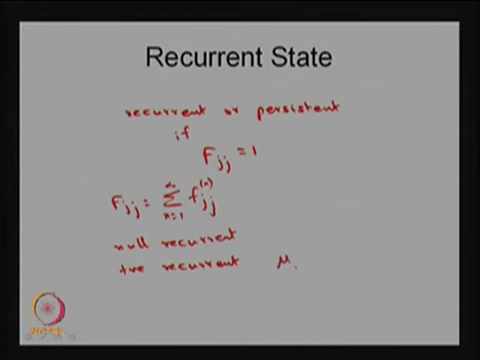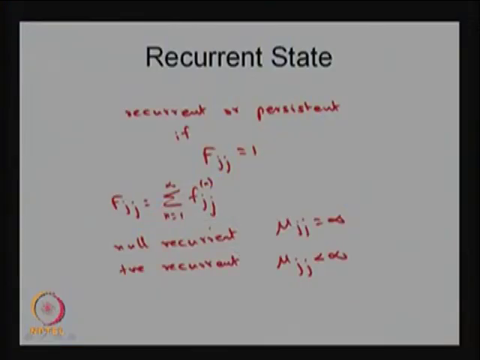Accordingly, for mu jj, if it is a finite value, then we say that recurrent state is going to be the positive recurrent state. If mu suffix jj is going to be an infinite value, that means on average the first passage time is infinite, then that corresponding recurrent state is called a null recurrent state.